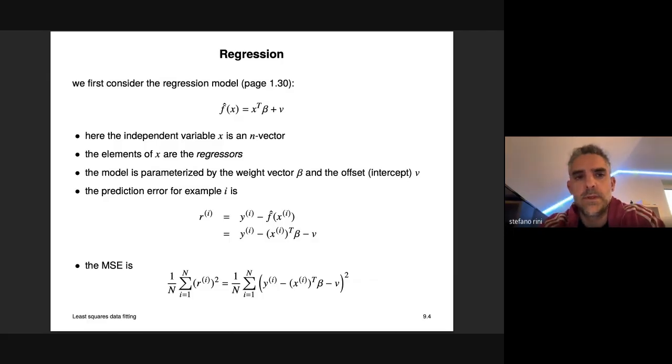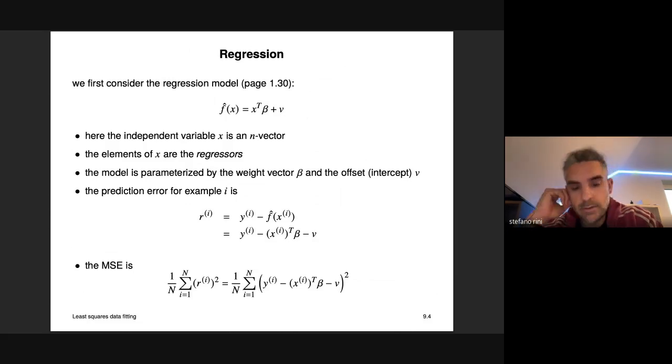In this case, we consider a linear regression model in which our f hat of x is going to be x transpose times beta plus a certain nu. So we treat x as the independent vector, which has dimension small n. You can also say that d is the dimension of the observations, because d is the dimension of the problem. It's just a choice of names for parameters. The elements of x are sometimes called the regressors. The model is parameterized by the vector beta and by the offset nu.